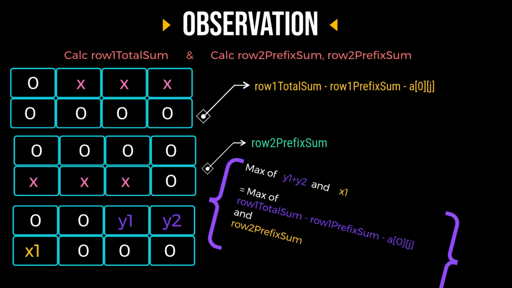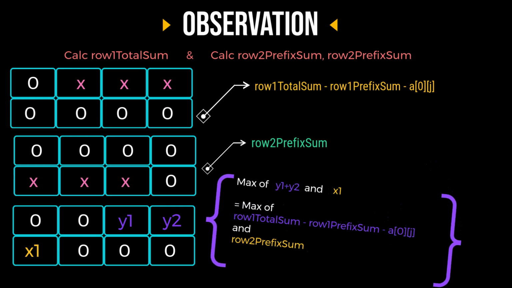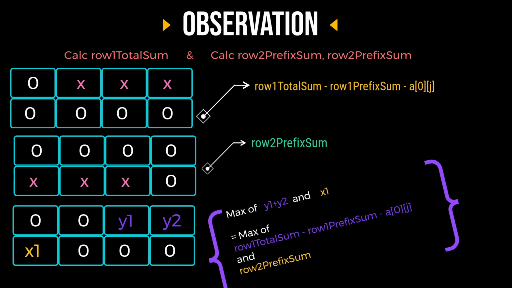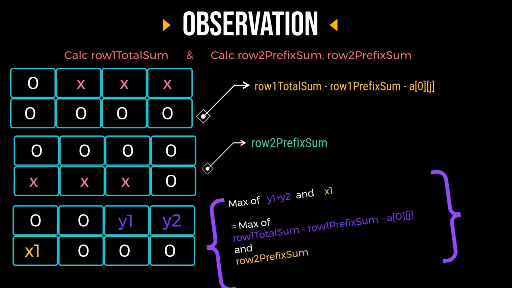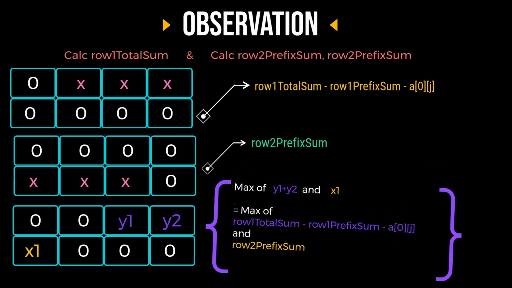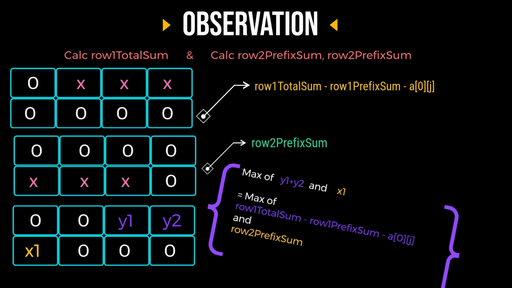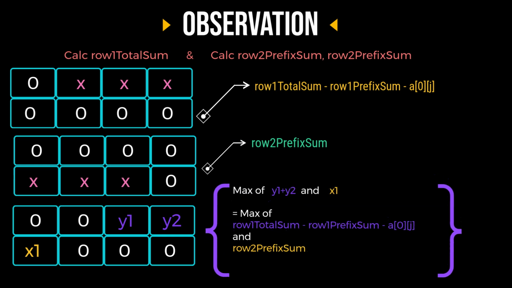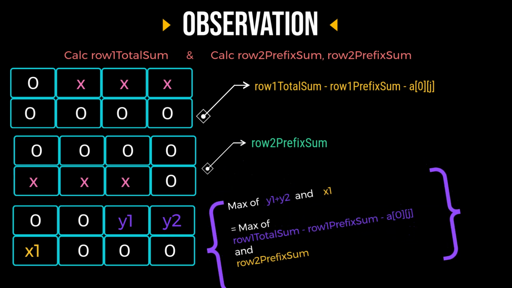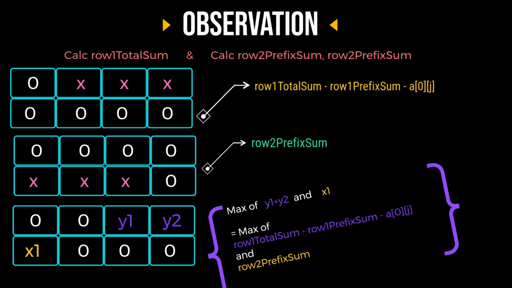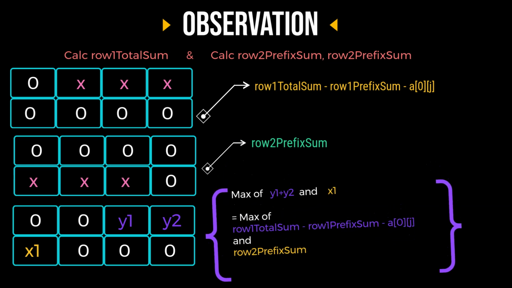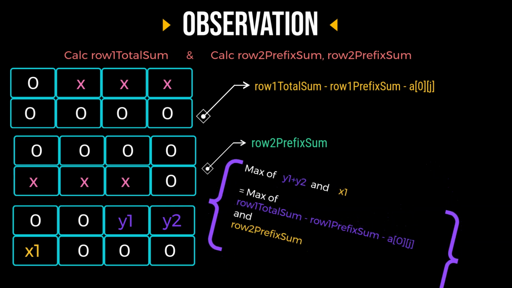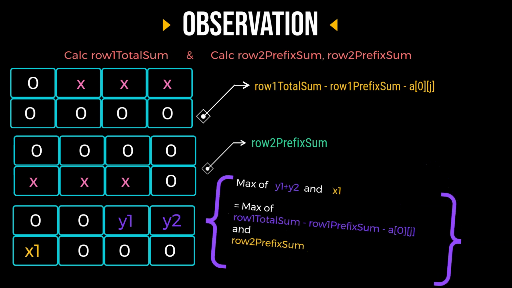Option 1: collect points from the first row after column i. Points equals row 1 total sum minus row 1 prefix sum minus A[0][j]. Option 2: collect points from the second row before column i. Points equals row 2 prefix sum. Robot 2 will choose the maximum of these 2 options. Therefore, Robot 2's points equals max of option 1 and option 2, where option 1 is row 1 total sum minus row 1 prefix sum minus A[0][j], and option 2 is row 2 prefix sum. Thus we can calculate Robot 2 points.